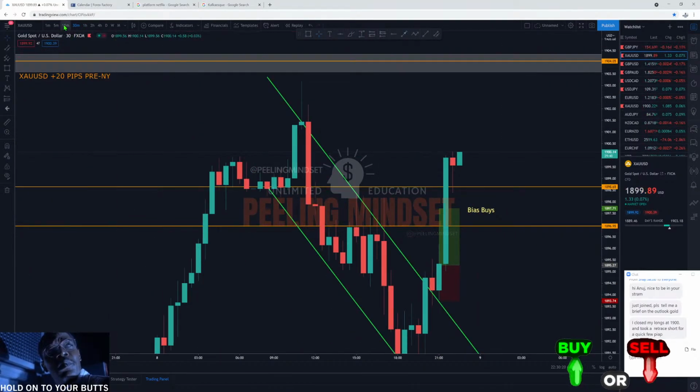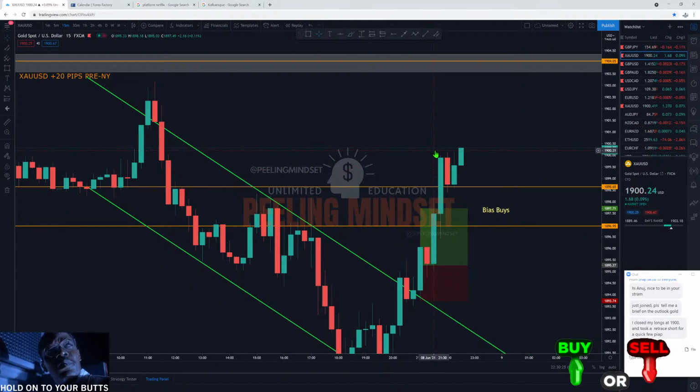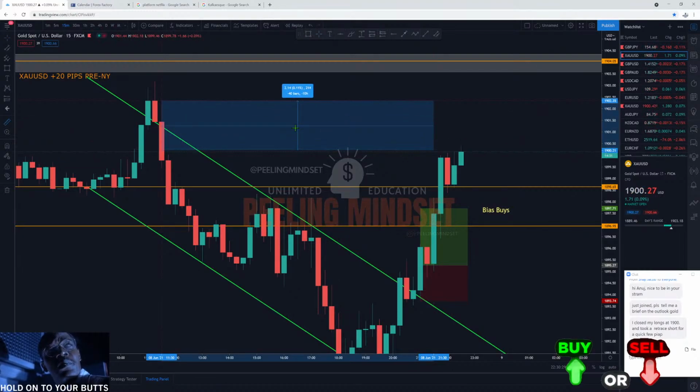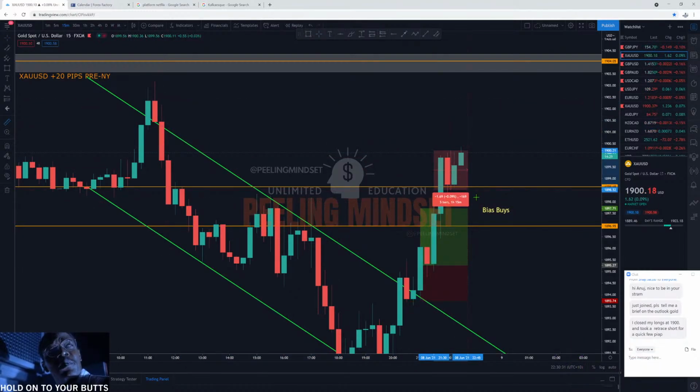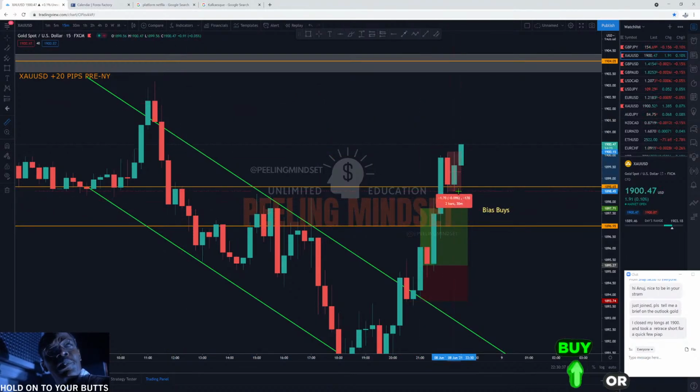So we have made that 15-minute support around this 1898 level. We are breaking the high. Yeah, looks like I missed out on the buys here. But anyways, it is what it is. It's going to move up. Yeah, 100% it's going to move up.